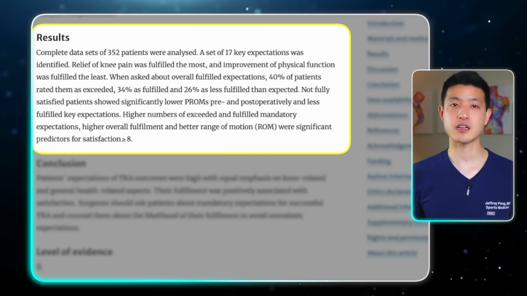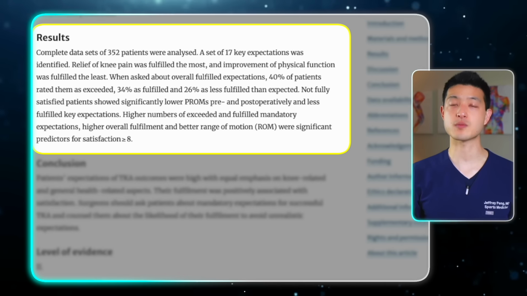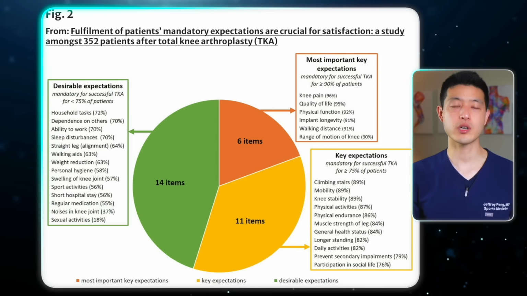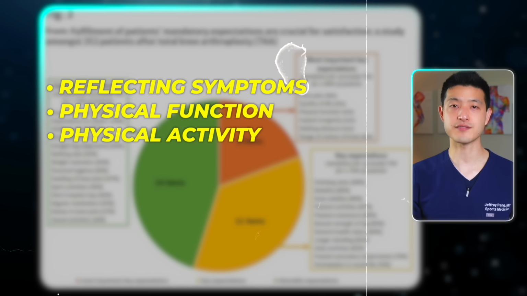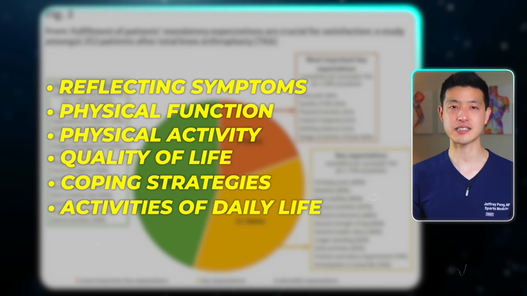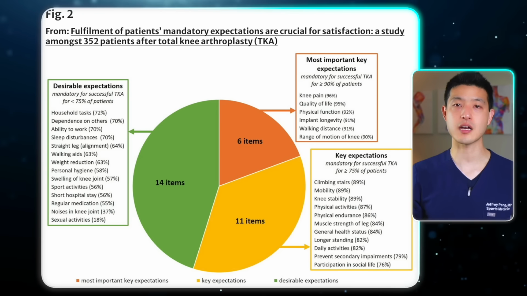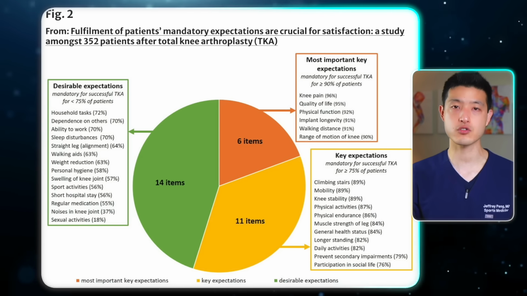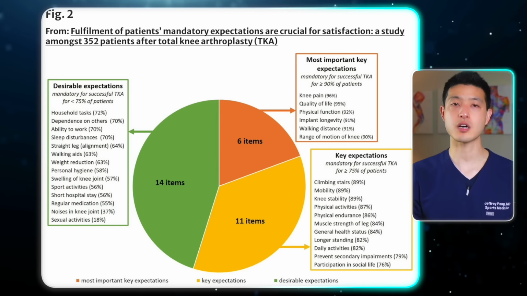Patients were given a set of outcome measures as well as a questionnaire regarding their expectations before undergoing surgery. The questionnaire consisted of 31 items reflecting symptoms, physical function, physical activity, quality of life, coping strategies, and activities of daily life. Patients were asked to rate the personal importance of these items in terms of a successful surgery, with possible answers being mandatory, desirable, or not important.